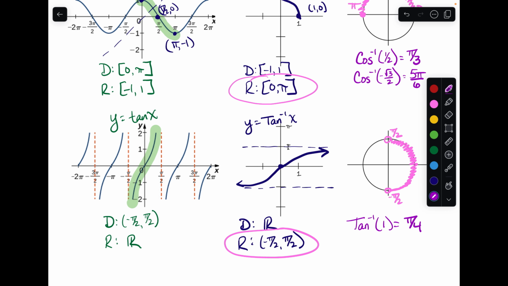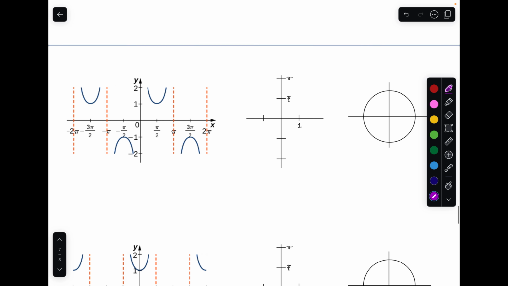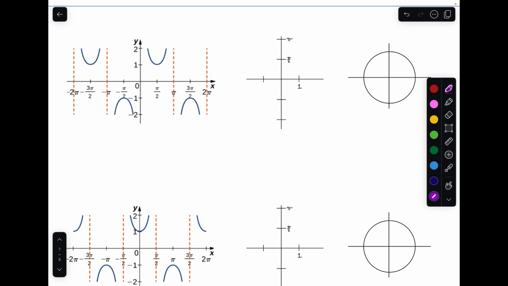All right, so what I'm going to do here is show you the other ones. Hopefully then some things will make sense. And then we'll talk about how to use all of these. All right, so when I go to the next page here, if you look at this first one, if you didn't recognize it, this one is cosecant.